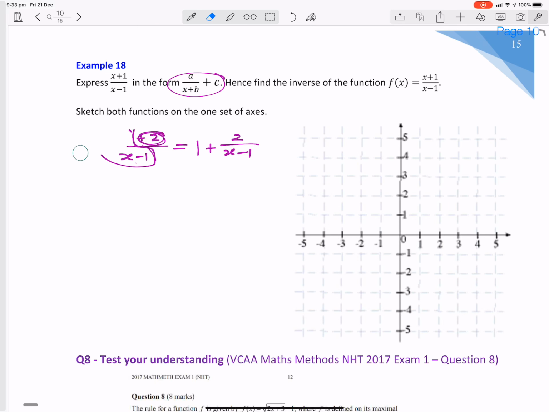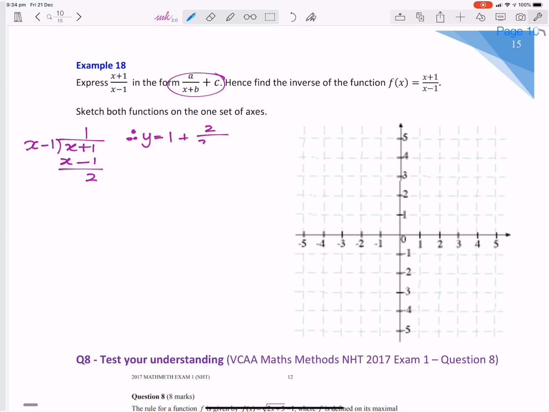Probably the best thing, if you struggle with maths especially, you should just do the long division way. So x minus 1 into x plus 1. X into x goes 1. X minus 1. When we subtract, we end up with 2. So therefore we say y equals 1 plus 2 on x minus 1. Now we've got to sketch this graph. So it's a hyperbola. It's been translated one right.